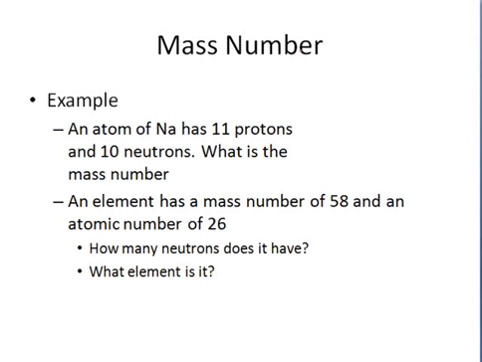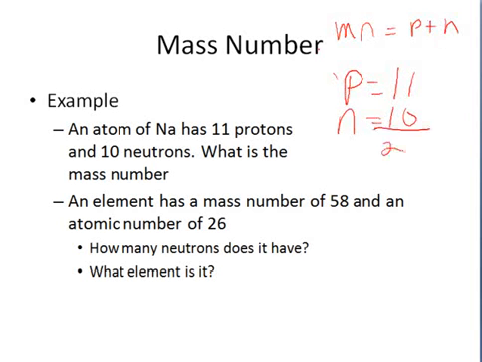Okay, so what I know is protons are 11. And if neutrons are 10, what I know is the mass number equals protons plus neutrons. So my mass number is going to be 21.